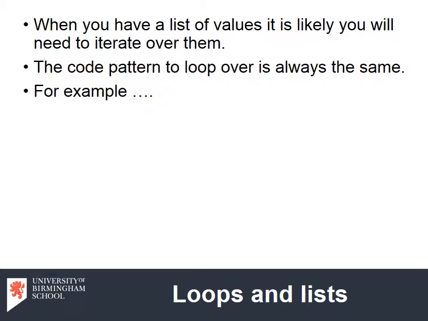So lists and loops go hand in hand. It's very likely if you have a list of items, you're probably going to iterate over them, i.e. you're going to use a loop to go over them one at a time. It's a very, very, very common code pattern. It's something that you must get into your notes.